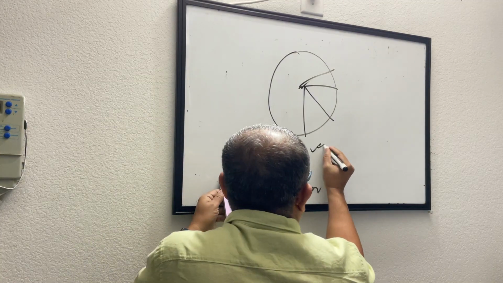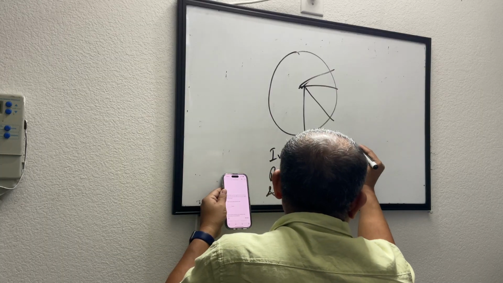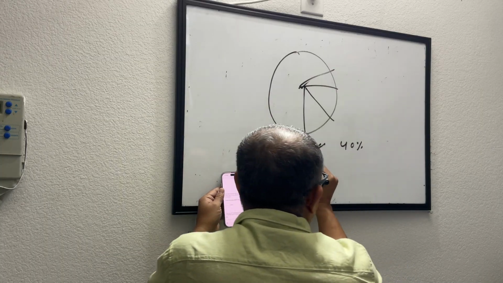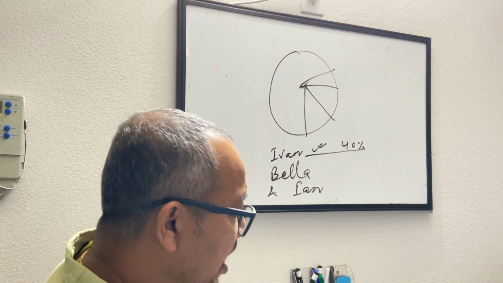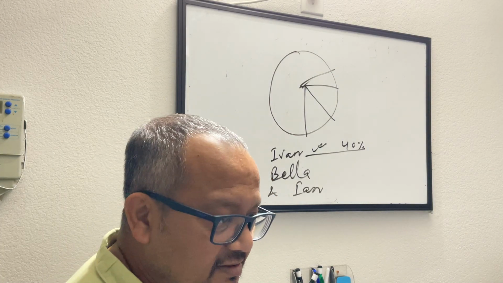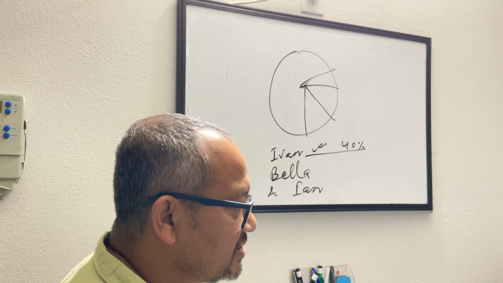Ivan ate 40% of the pizza. The question is, how many slices did he eat? Did you guys hear the question?